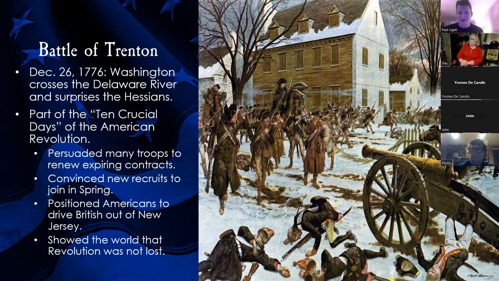This included the Battle of Trenton on December 26, the Battle of Assunpink Creek on January 2nd, and the Battle of Princeton on January 3rd. The time period spanning these three battles is commonly referred to as the 10 Crucial Days because of how critical these battles were to saving the Revolution.